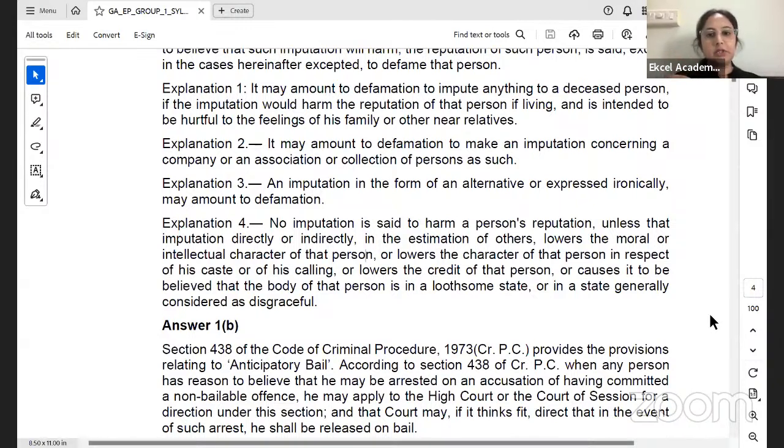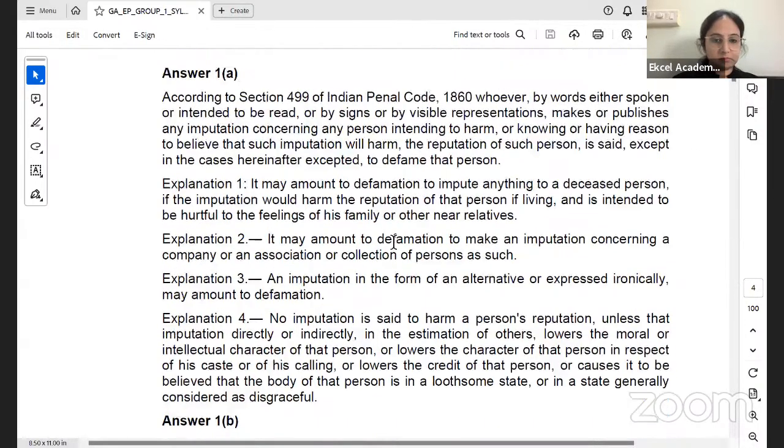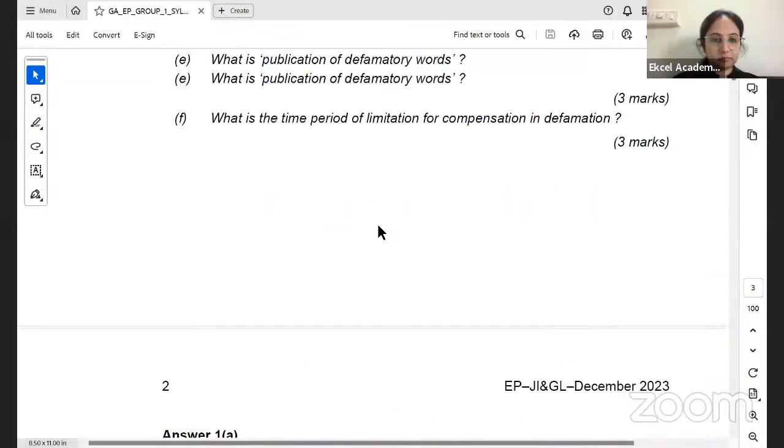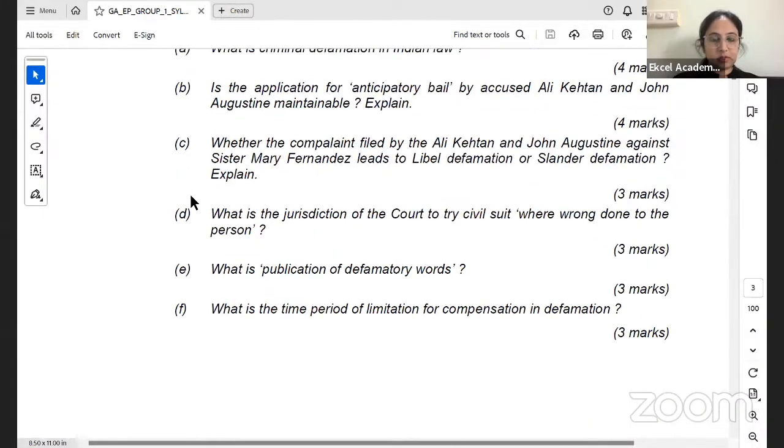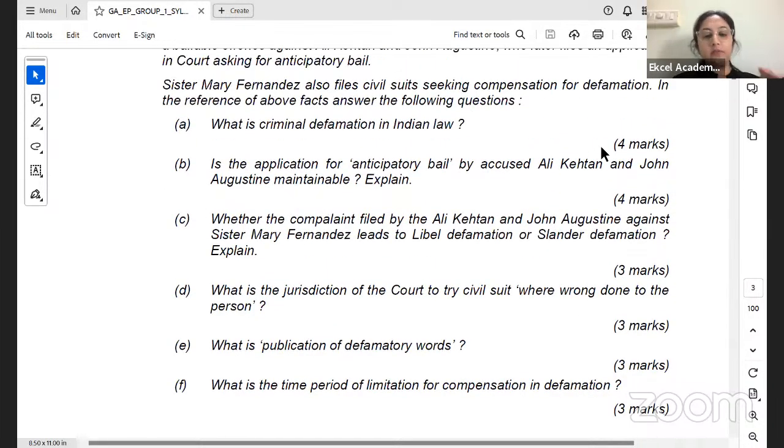So these four explanations: first you are telling what is criminal defamation, and then you are trying to give the explanation. As I told you, if you don't remember the number, you can write just explanation as a subheading and give the points. Okay, so next one. For 4 marks, these 4 explanations and the definition of criminal defamation, if you write, you will get marks.